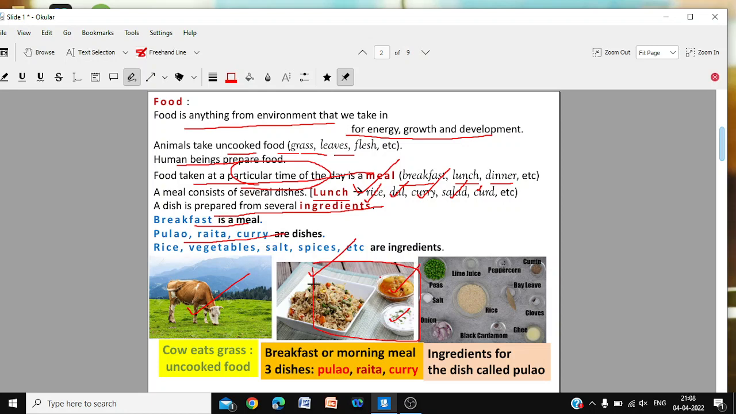And in order to prepare the pulao, what are the things you need? That we call the ingredients. You may need rice, you may need vegetables, you may need salt, you may need spices, you may need cooking oil, you may need ghee. These are the ingredients. So breakfast is a meal. Each of the items we call a dish. And in order to prepare that dish, what are the things you use? They form the ingredients.